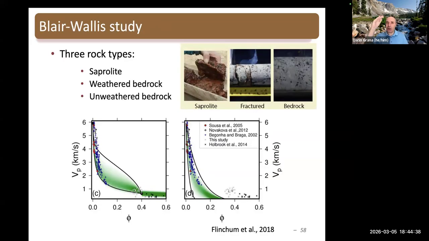So in the first 30 meters of the subsurface, or in the critical zone, we typically have some really unconsolidated or disaggregated rocks at the surface, and then we enter into what we call the fractured bedrock, where you have bedrock which presents fractures that are due, for example, in the Blair Wallace, to frost cracking, and then you have the fresh bedrock, which is not weathered. There's no weathering process yet. So here we have to build 3 different rock physics models for each of these rock types.